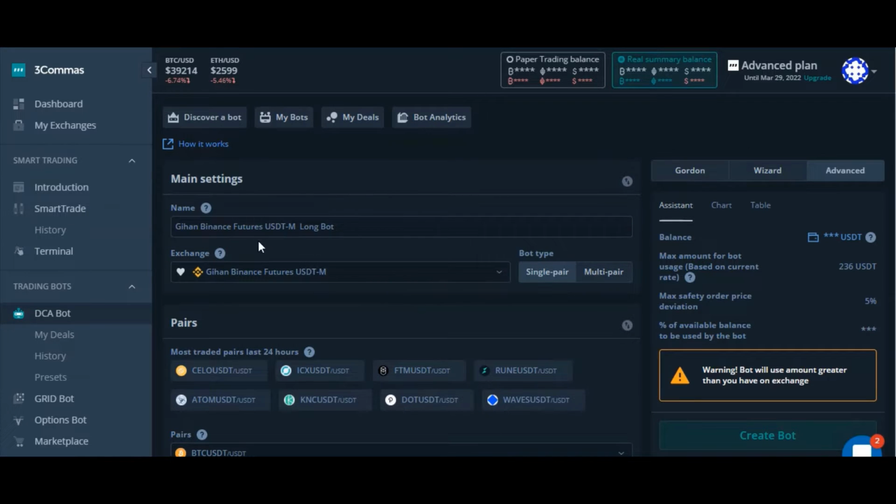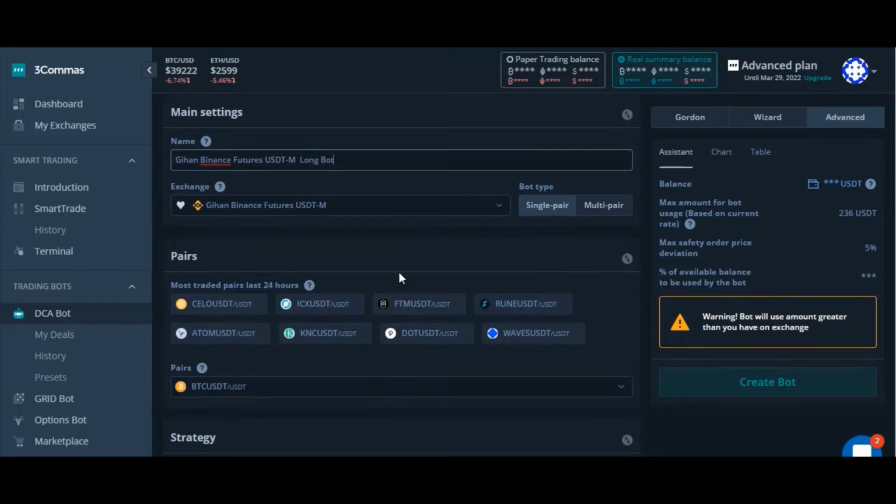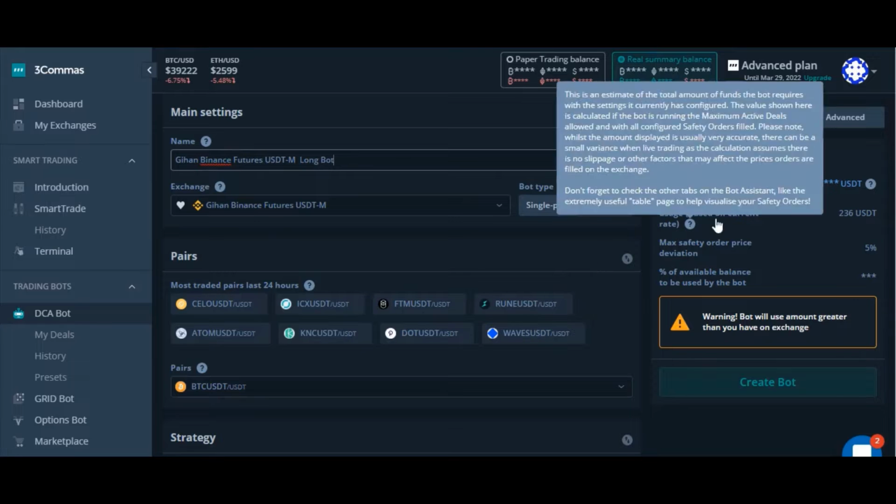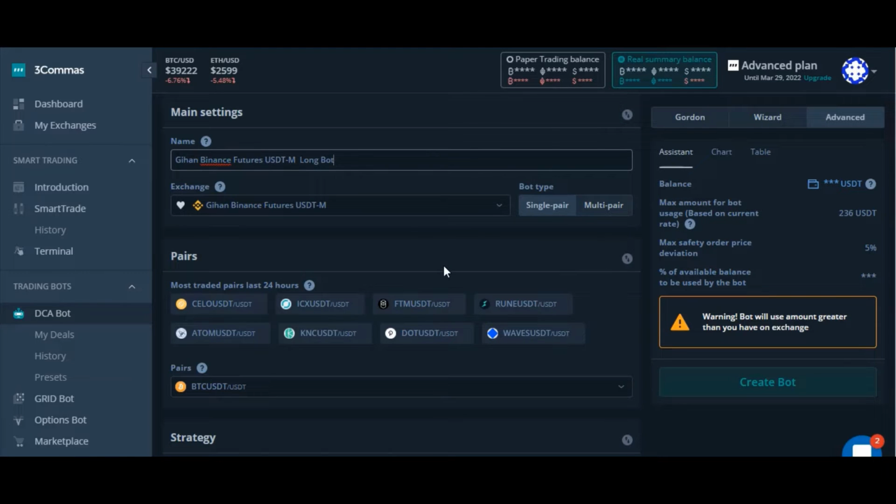And the name I can change to whatever I want. I just leave it like this. There's no problem with that. And I have disabled my balance here. I have only $137 in my futures account, so I'm going to set it for that amount.